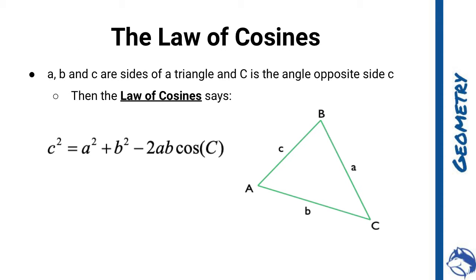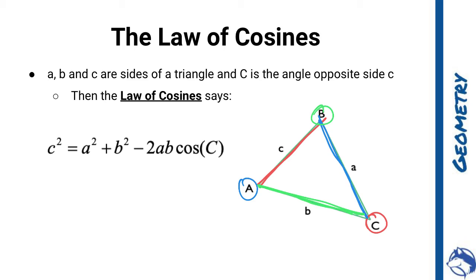So the law of cosines basically is saying that if A, B, and C are sides of a triangle, and C is the angle opposite the side C, so what it means by opposite is if I labeled C red, the angle C across from it is red. So if I do A is blue, the angle across from it is blue, and then B will be green, and the angle across from it will be green.